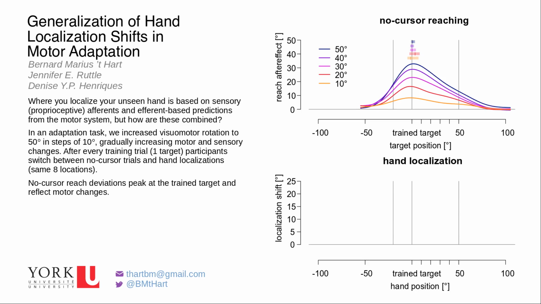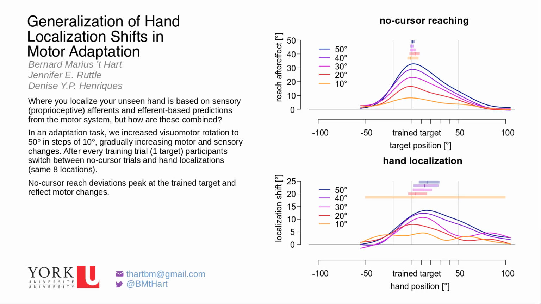So we can move on to the hand localization, the more interesting one. It's the same graph except for the y-axis. The scale is a little bit lower because these changes are usually smaller. We can see for 10 degrees there is not really a peak. You see that the confidence interval spans the whole range where I allow the peaks to be. However, for 20 degrees you do see a clear peak, which is located around the train target as well, just as above. But for 30, 40 and 50 degrees, this generally shifts over towards where the hand actually was during training.